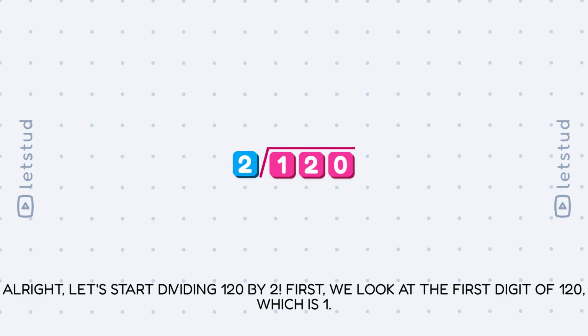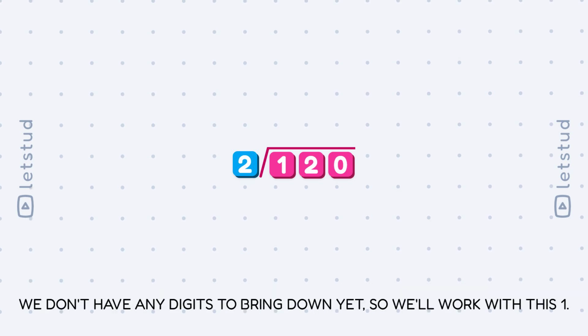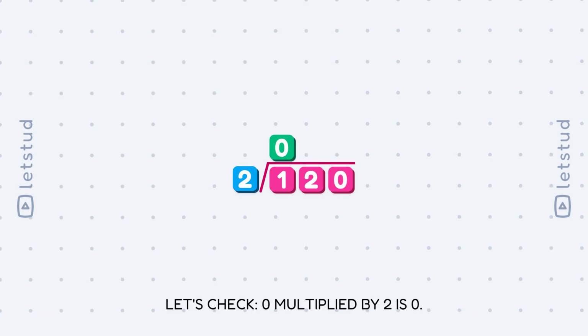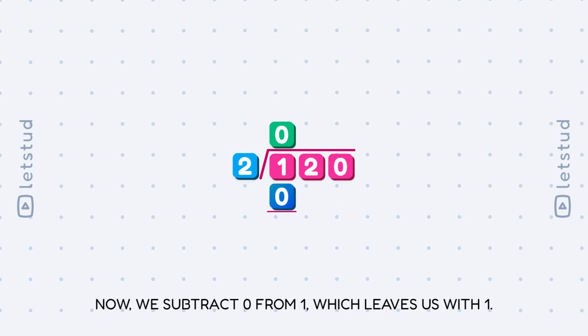Alright, let's start dividing 120 by 2. First, we look at the first digit of 120, which is 1. We don't have any digits to bring down yet, so we'll work with this one. How many times does 2 fit into 1? It fits 0 times. Let's check. 0 multiplied by 2 is 0. Now we subtract 0 from 1, which leaves us with 1.